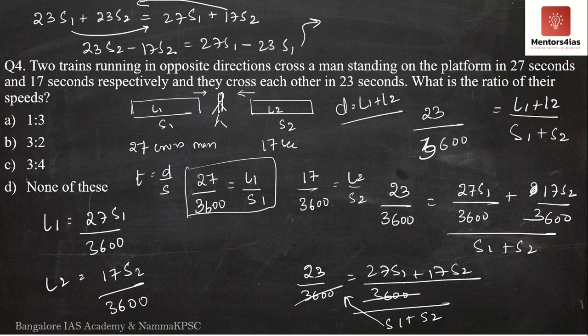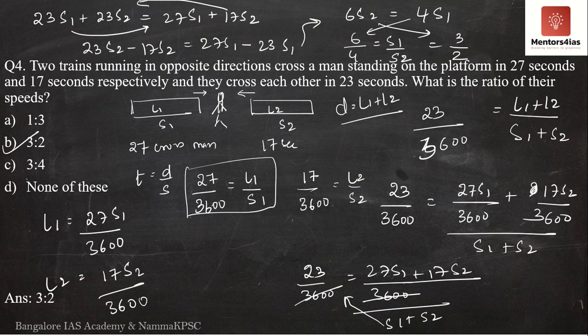Now what do we get here? 23 minus 17 S2 is nothing but 16 S2, is equal to 27 minus 23 S1, which is nothing but 4 S1. I take S2 over here and 4 to the left hand side. So what do we get? We get 6 by 4 is equal to S1 by S2, or S1 by S2 is nothing but 3 by 2. Therefore, the correct answer is 3:2, or option B. It is option B, 3:2.